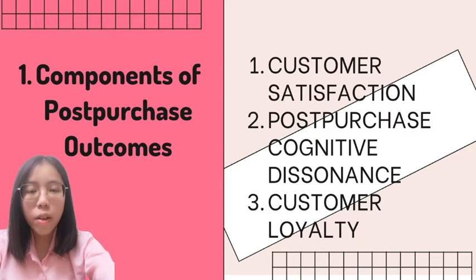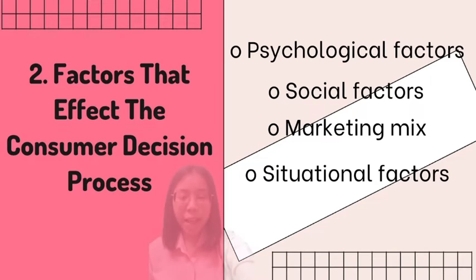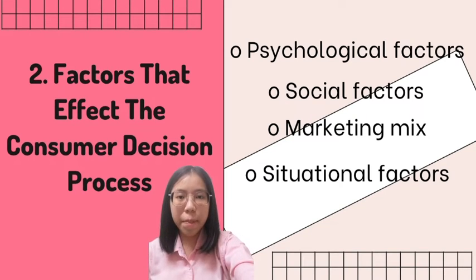Loyal customers will buy only certain brands and shop at certain stores, and they include no other firms in their avoid set. Second thing that I have learned is factors that affect the consumer decision process, such as psychological factor, social factor, marketing mix, and situational factor.